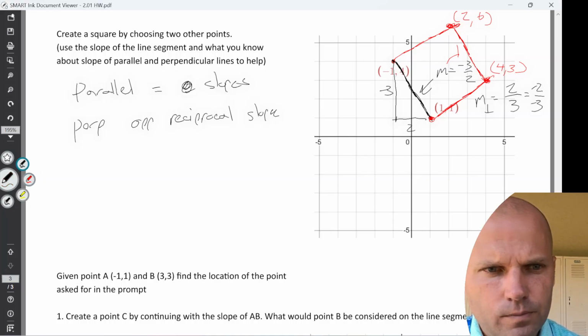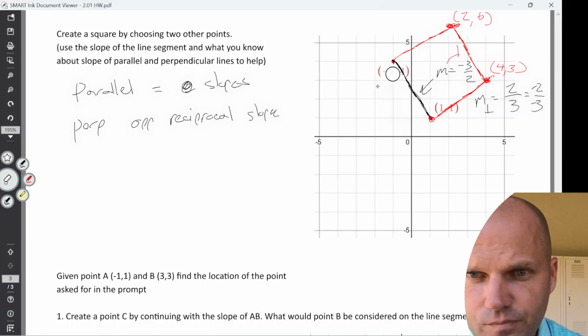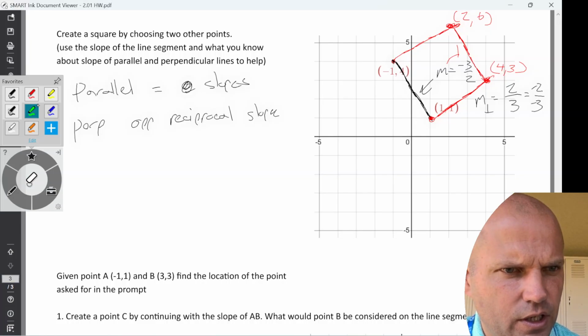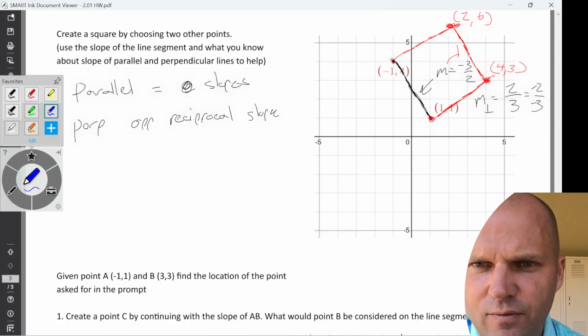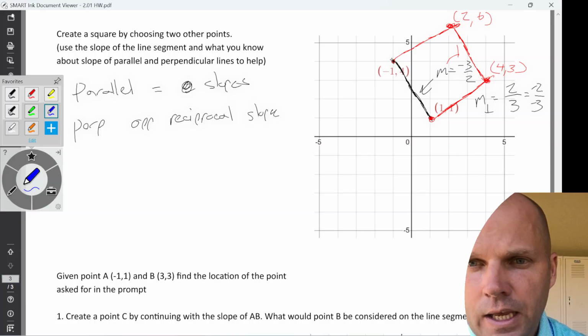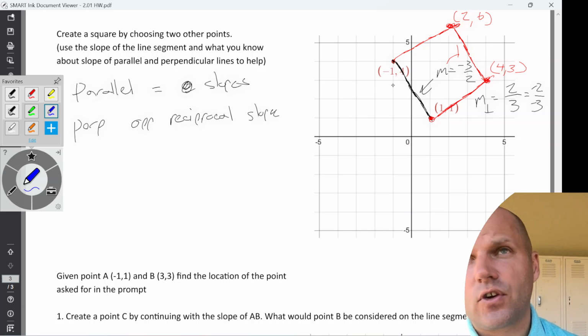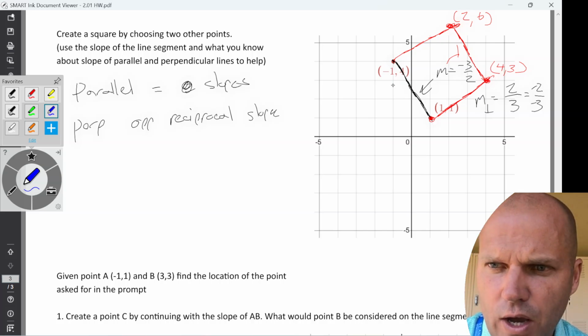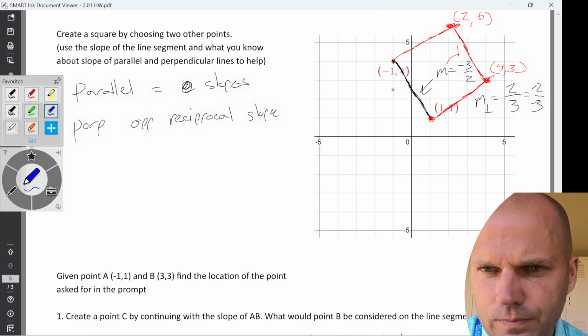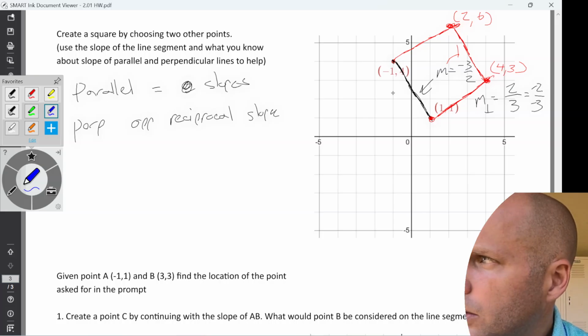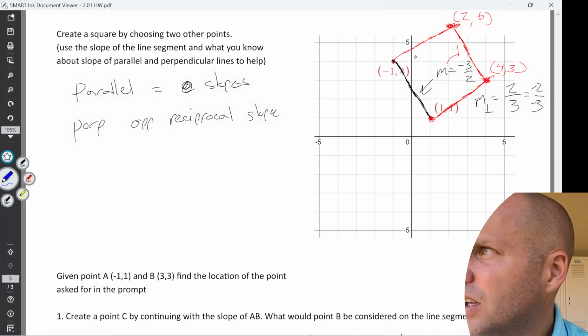Now you could have also gone in the other direction, and I'll do this in a different color. From -1, 4, we could have gone down 2 y's and left 3. Negatives over negatives are positives. So if you have a positive 2/3 slope, that is the same as a negative 2 over negative 3 slope.